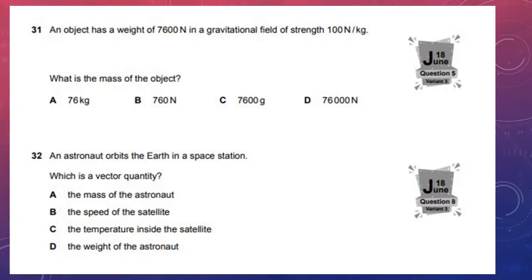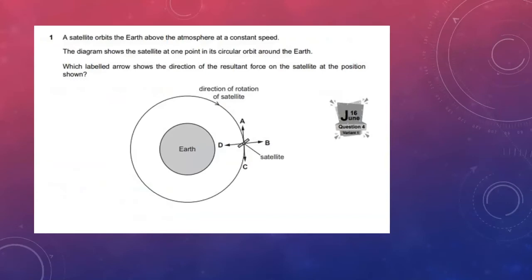Okay. Ahmed? An astronaut orbits the Earth in a space station. Which is a vector quantity? D, the weight. Great. Excellent. Of course, because mass, speed, temperature, all of these quantities are scalar quantities. But the only vector quantity among these choices is the weight of the astronaut. This is a question on circular motion.